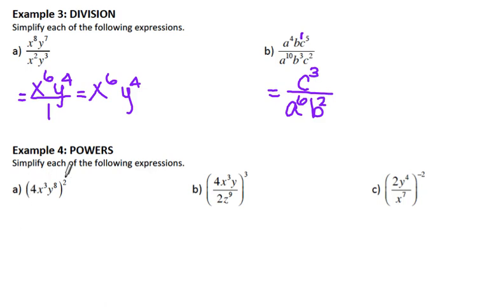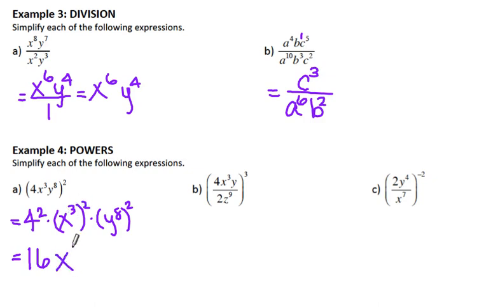When you're raising a power to a power, what you want to do is you're going to take each one of these terms and raise it to that power. So this is the same thing as 4 squared times x cubed squared times y to the 8th squared. 4 squared is just 4 times 4, which is 16. X cubed squared, when you raise a power to a power, you are going to multiply your exponents. That becomes x to the 6th.